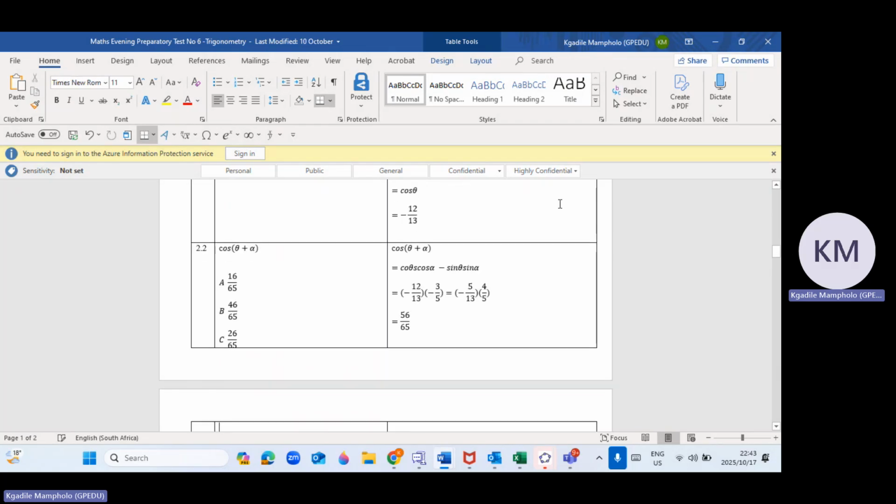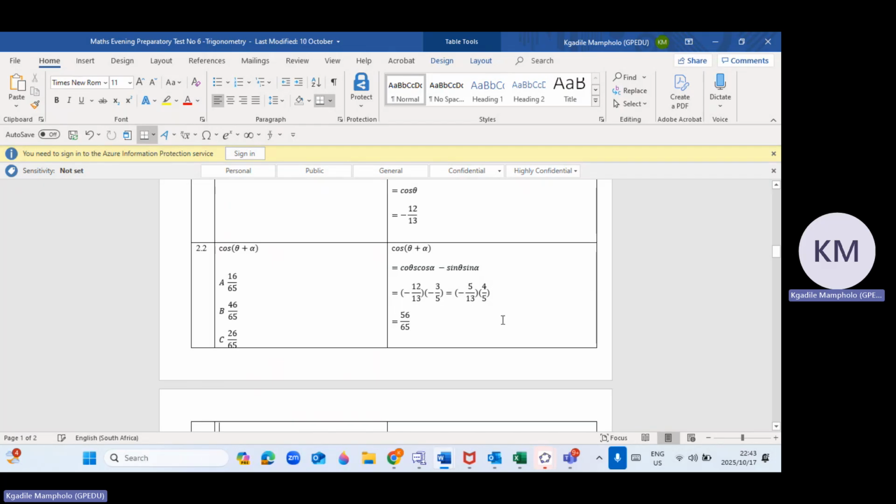2.2: cos of theta plus alpha. Now we have two angles. It means now we are going to use these two diagrams because we have two angles, the one of alpha, the one of theta. So then we expand this as a compound angle. Then we have cos theta cos alpha minus sin theta sin alpha. So cos theta equals negative 12 over 13. Cos alpha is equal to minus 3 over 5.